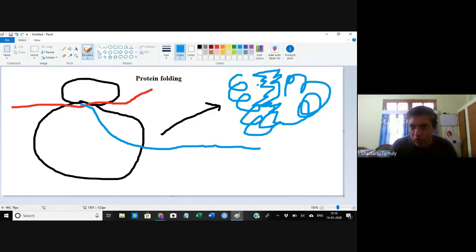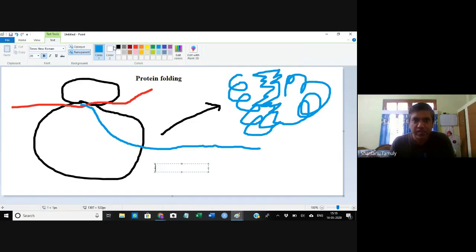After synthesis only, it folds in such a way that the hydrophobic amino acids are inside. But here it is not. Here this portion, suppose, is hydrophobic amino acids, and it is exposed. So what happens when the protein is still in synthesis? This kind of unfolded protein in the ribosome is bound by one type of protein, that is called chaperone proteins.